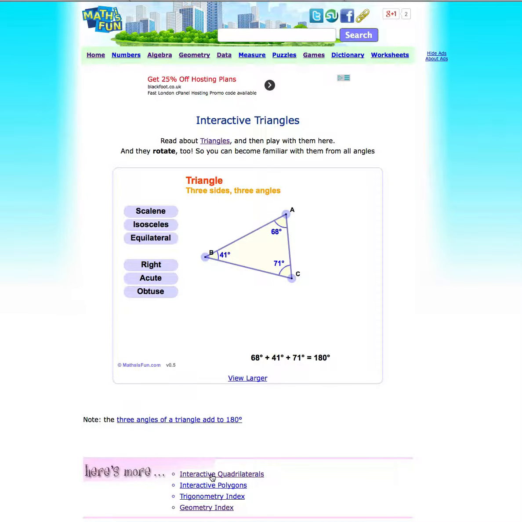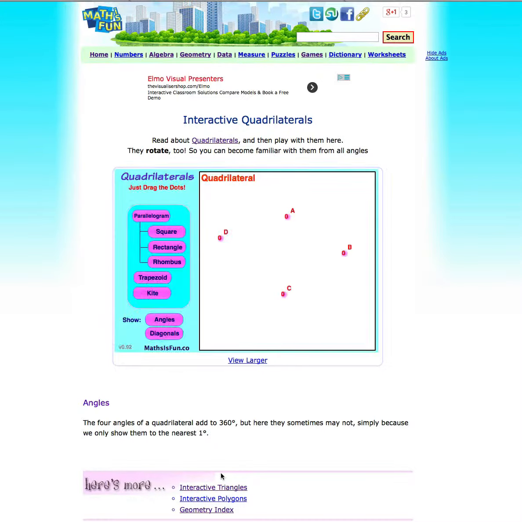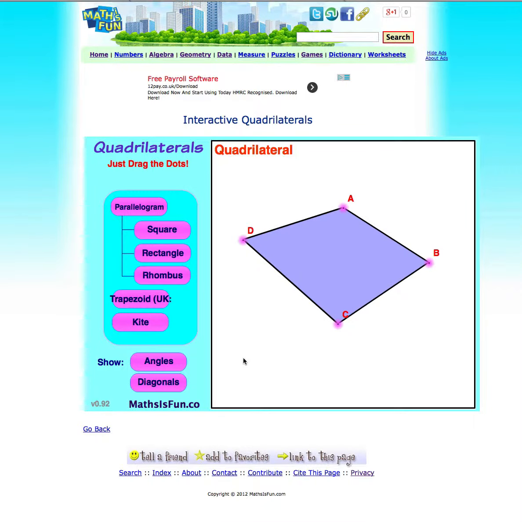I'll select the Interactive Quadrilaterals option and make it slightly larger. A nice feature of the quadrilateral tool is that you can display the angles and, if you wish, the diagonals. I'll take them off for now and just leave the angles displayed. And I'll start with the parallelogram.